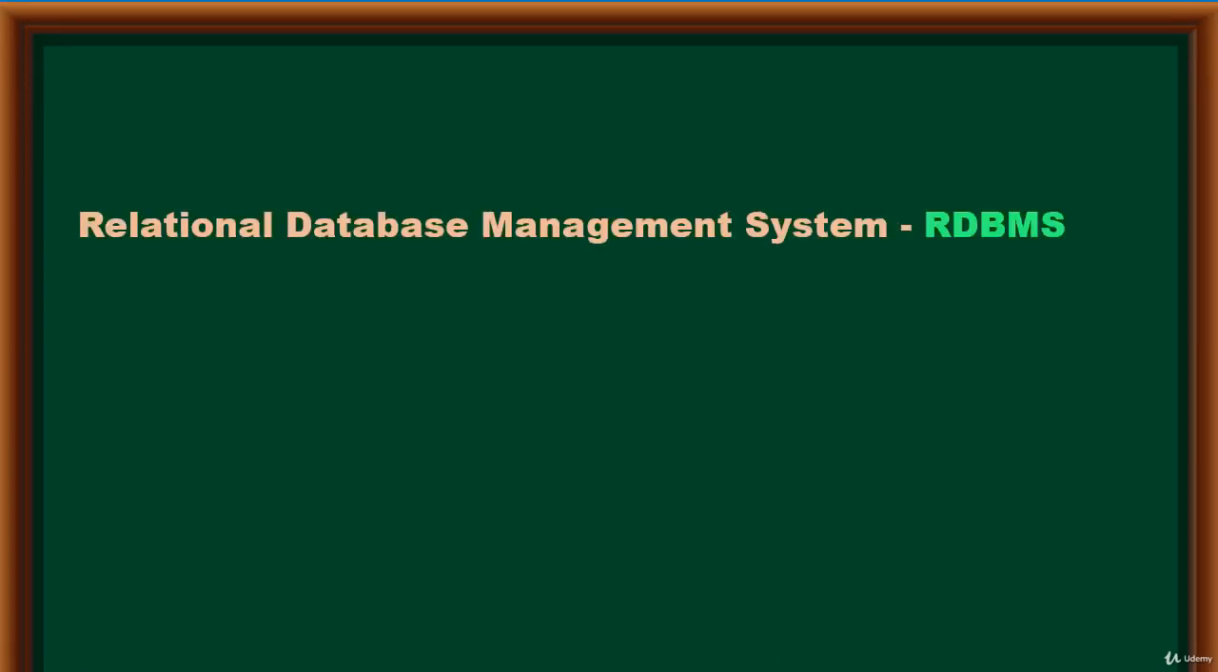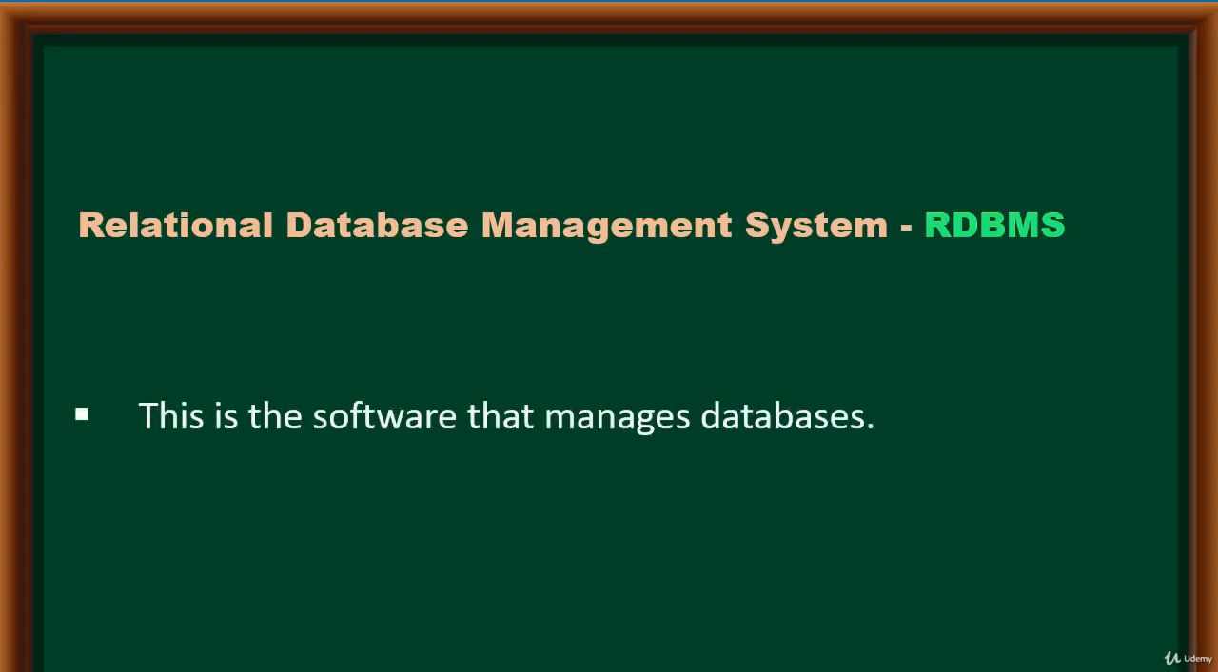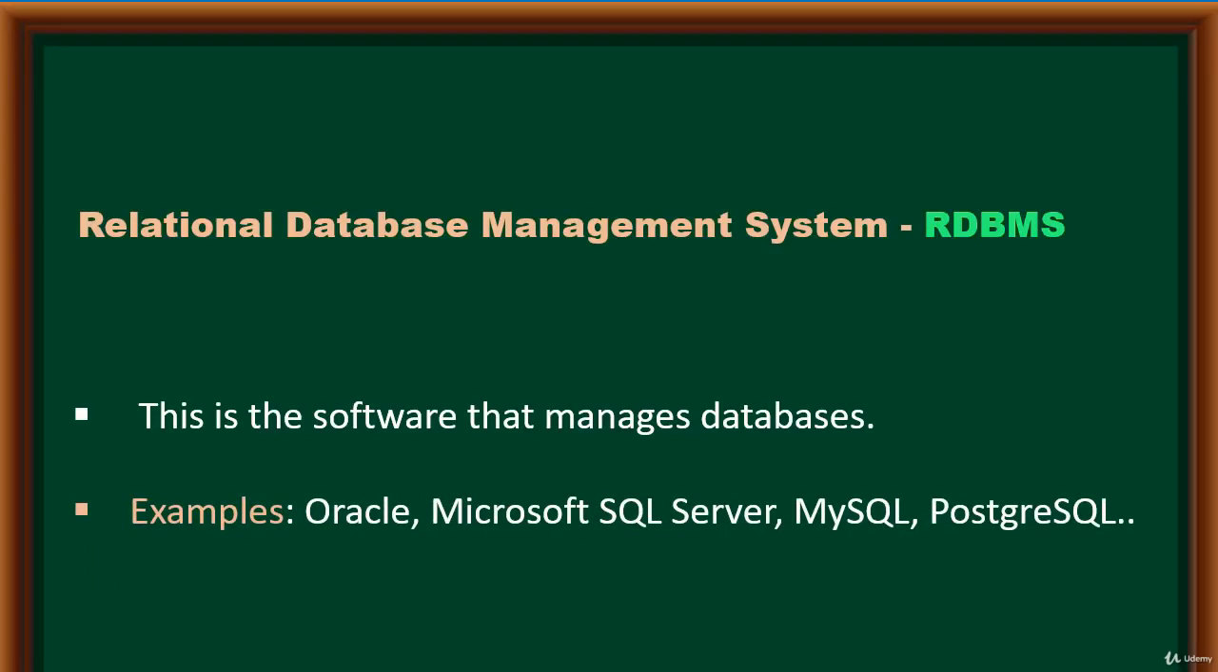Next, we're going to look at what a relational database management system is, also referred to as RDBMS for short. A relational database management system is basically software that is used to manage databases. So there are several types of relational database management systems depending on the vendor. Examples include Oracle, Microsoft SQL Server, MySQL, PostgreSQL, and many others.